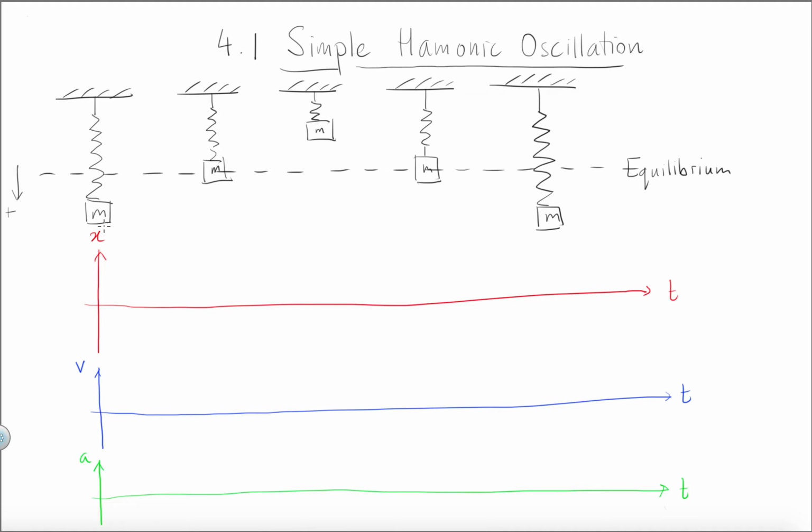downwards, and then we let it go, and it will go through the equilibrium position up to the top, down through the equilibrium position again, and then back down to the bottom again. Now let's plot its displacement against time.